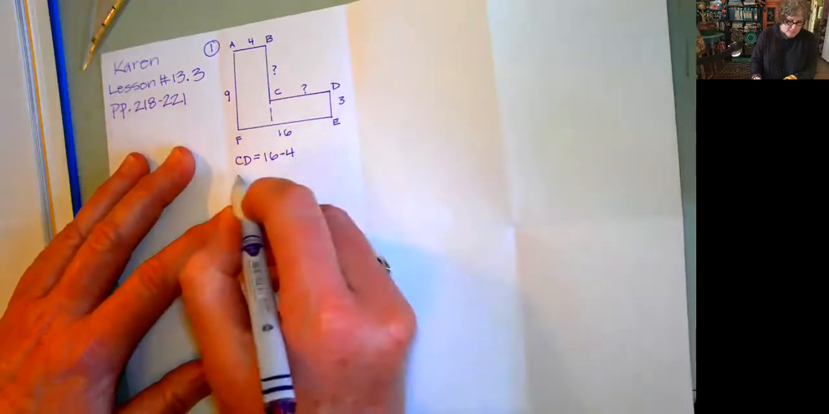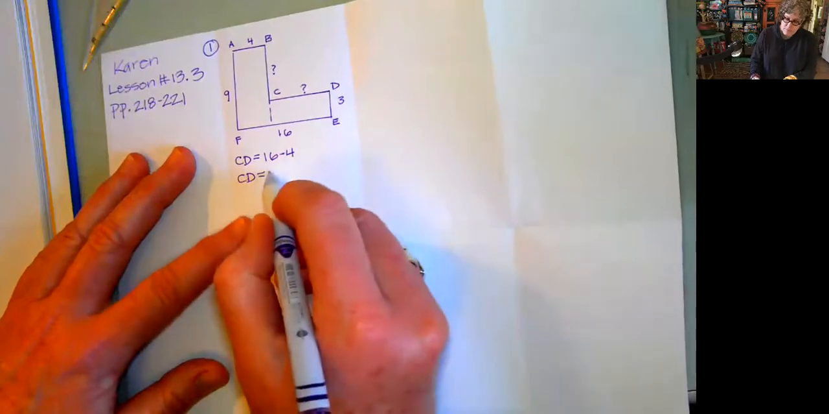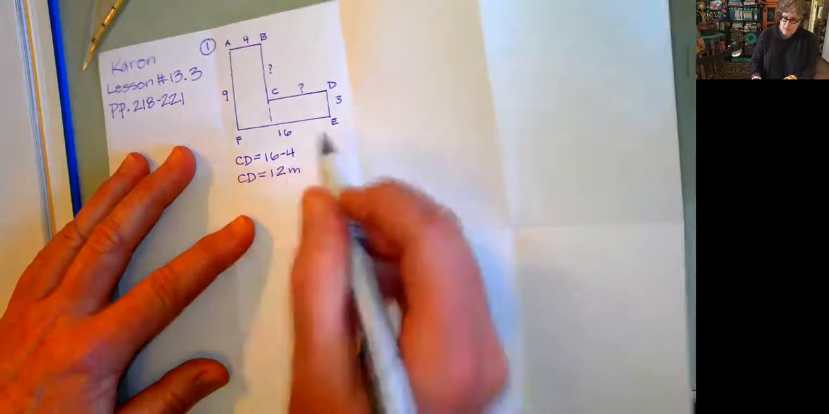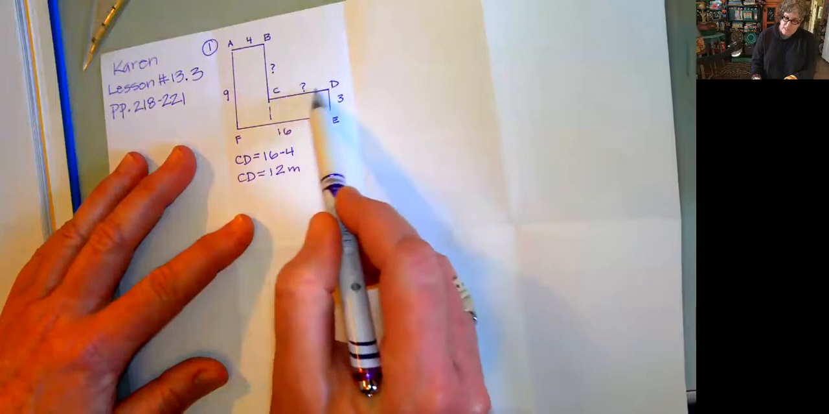And so that means CD is going to equal 12. And these are all in meters. So 16 minus 4 is telling us CD.